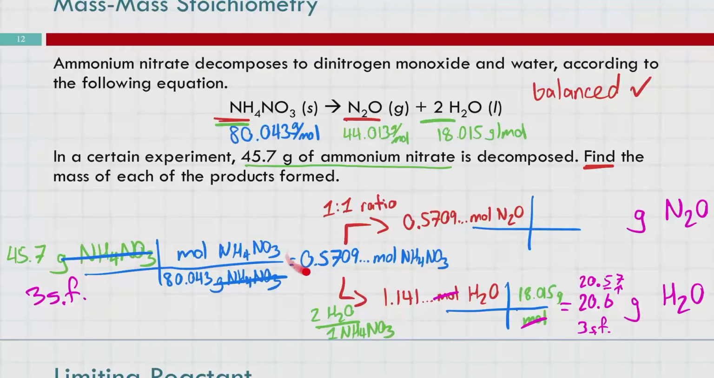From our other one, we go back to this 0.57 number. We had a 1-to-1 ratio, and we're multiplying by our molar mass for N2O, 44.013 grams per mole. Moles cancel. The number we get is 25.12. Rounding for 3 significant figures, 25.1 grams N2O. So those would be our 2 answers.